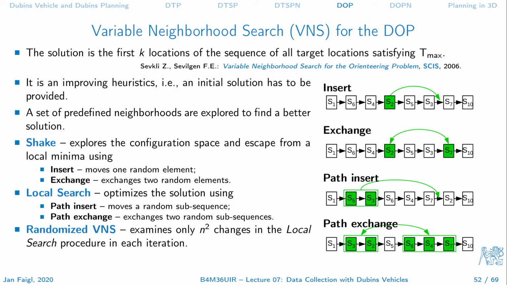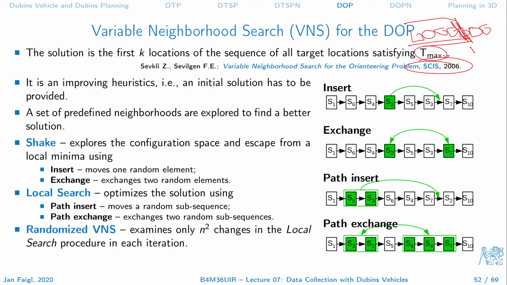The variable neighborhood search for the orienteering problem was proposed in 2006. The main difference is that for the DTSP, we have an incumbent solution as a vector of locations we would like to visit, but here we have a limited budget, so the solution is the part of this vector that is within the Tmax budget.